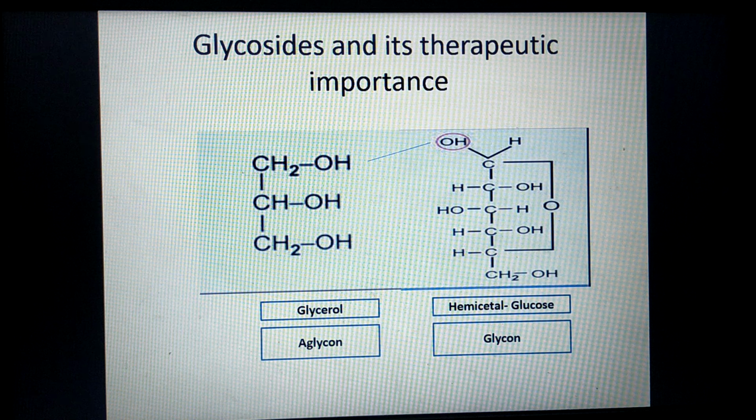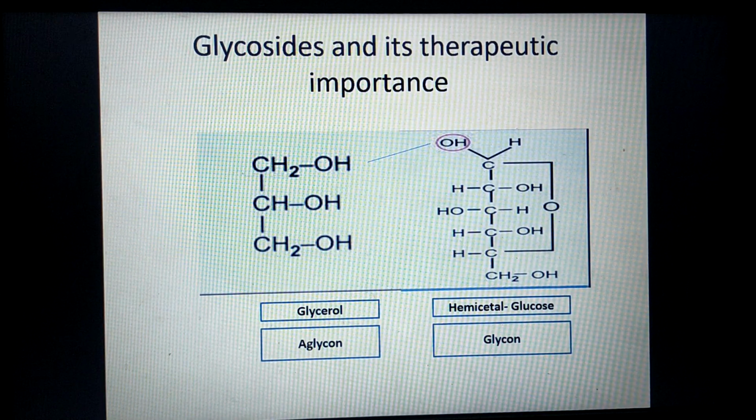On the left side I have drawn a glycerol, which is non-carbohydrate. It is also called the aglycon part. On the right side I have drawn the closed ring structure of glucose. So it is hemiacetal. It is called the glycon part. See, the hydroxyl group of the functional group of glucose combines with the hydroxyl group of glycerol to form the glycoside.